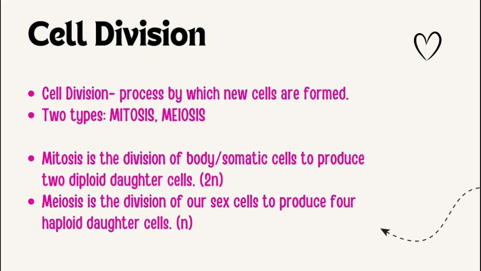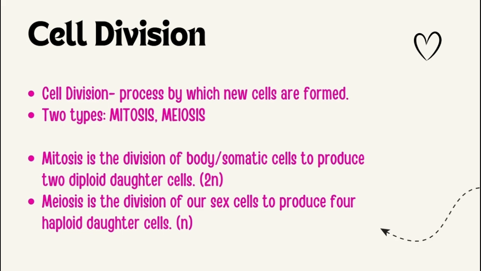Meiosis, on the other hand, is a specialized type of cell division, right? Because it only focuses on our sex cells, right? So this is how we basically reproduce to have actual offsprings.